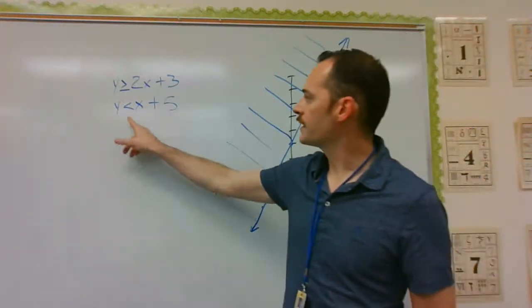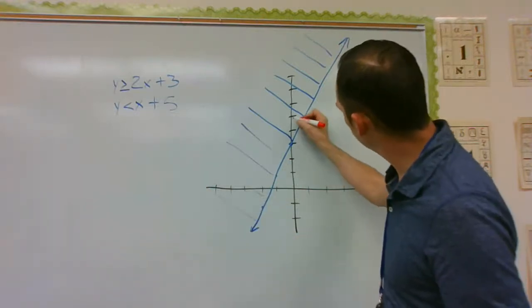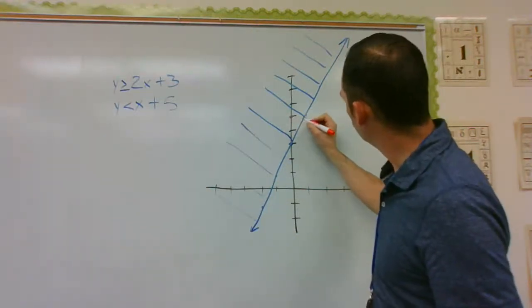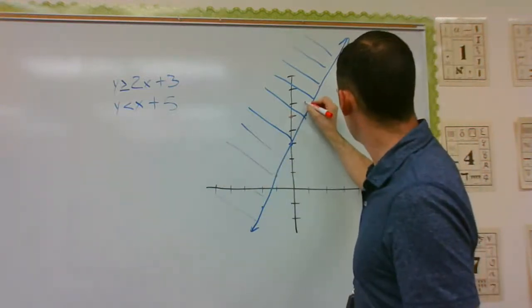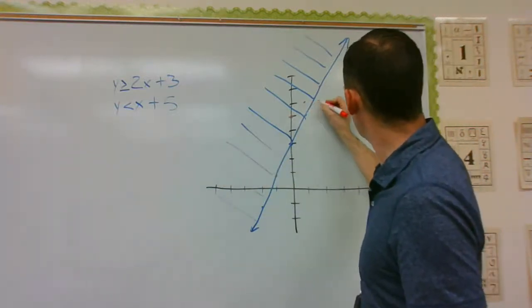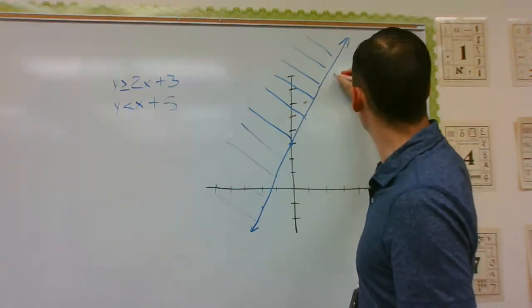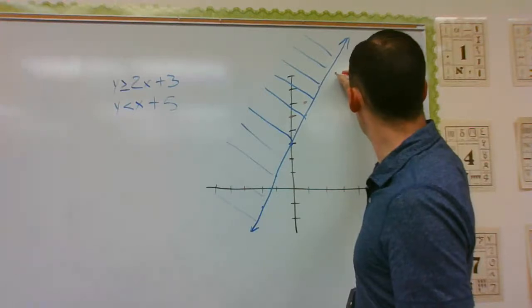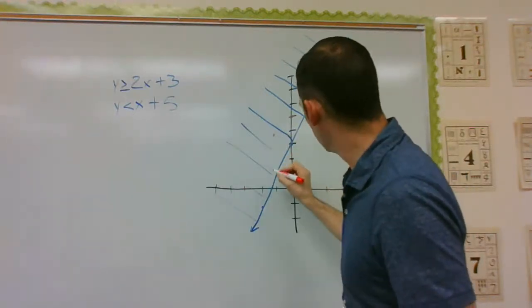Now I'm going to switch colors so that we can see the different inequalities. So we've got y is less than x plus 5. I'm going to go up here and start at 5, and then I've got a slope of 1. So I'm going to go here, here, and here, and here, and here.